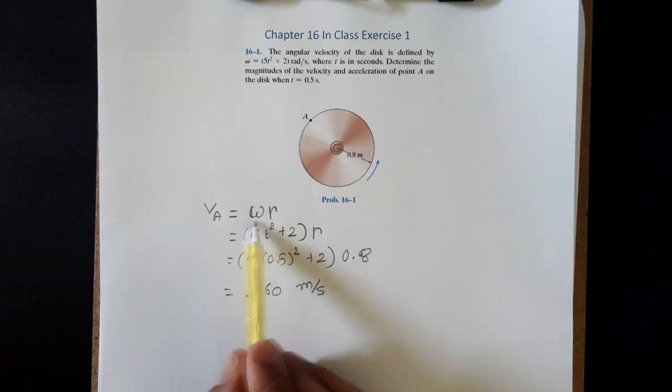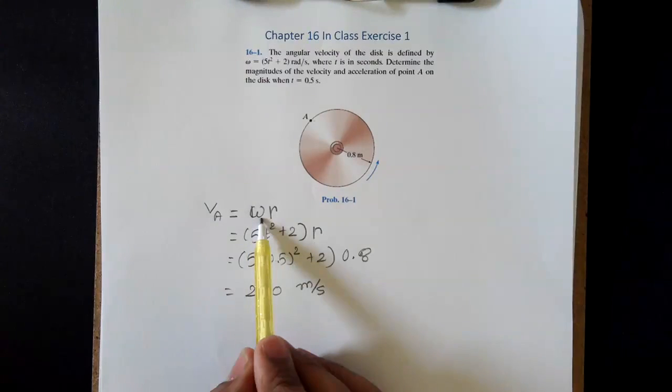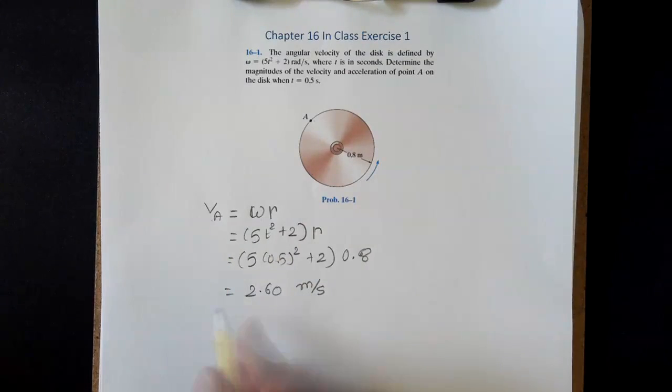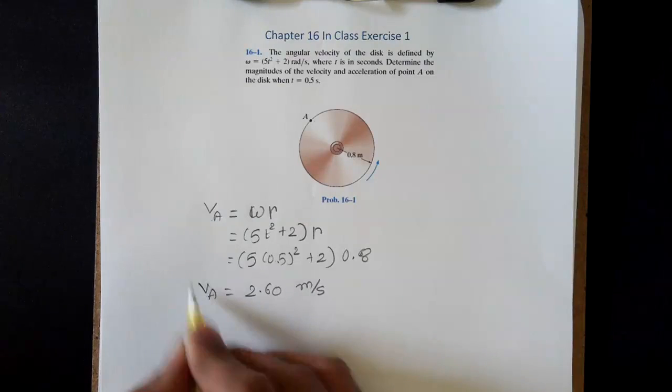Do not confuse between omega and v. Omega is angular velocity, it's in radians per second, and v is linear velocity, that's in meters per second. This is our first answer.